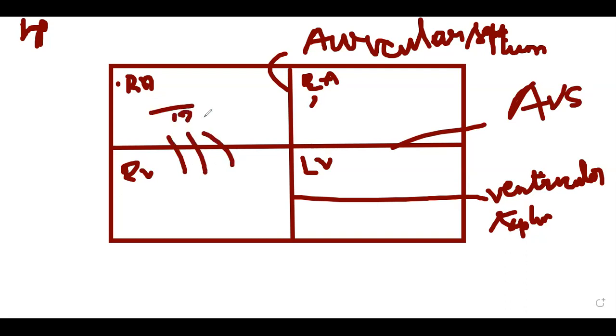The right auricle opens into the right ventricle with the help of three flaps. It's called the tricuspid valve. The left auricle opens into the left ventricle by two flaps. It's called the bicuspid valve or else the mitral valve.